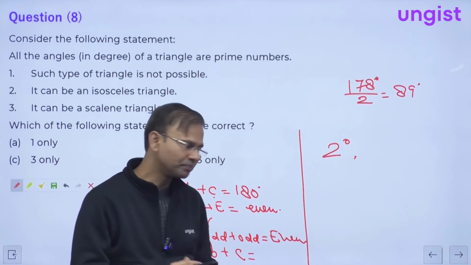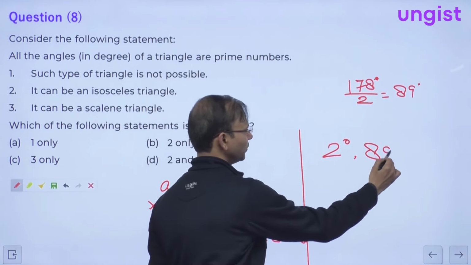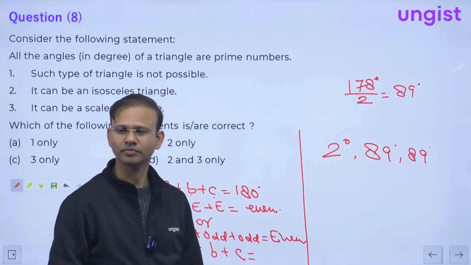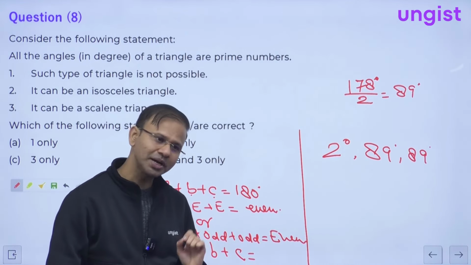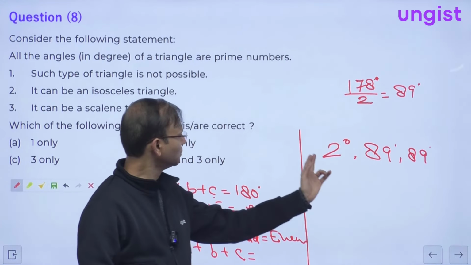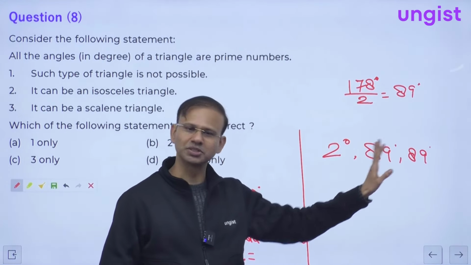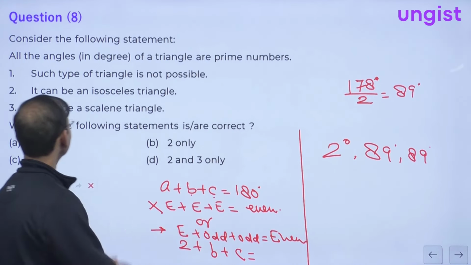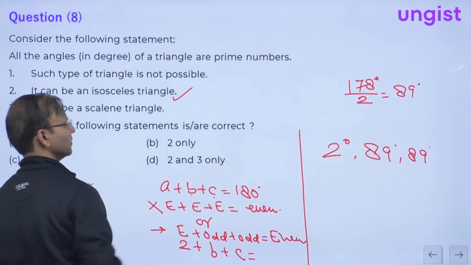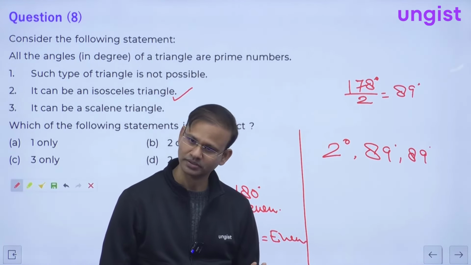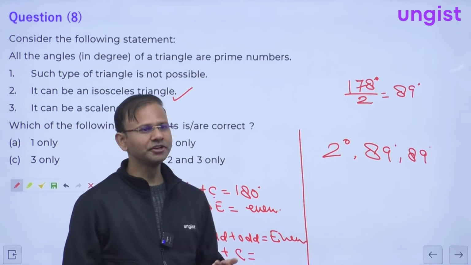If 89 is prime, then we have the combination 2, 89, 89. Guys, yes or no? Right? So 89 is prime or not? 89 is prime, right? So 2, 89, 89 is the possible case. So it can be an isosceles triangle. It is correct. Everybody okay? Right?